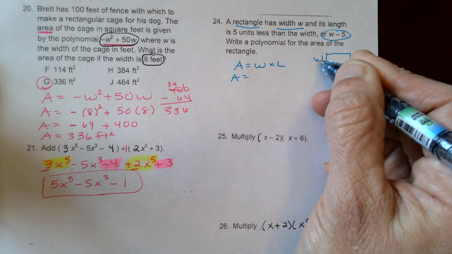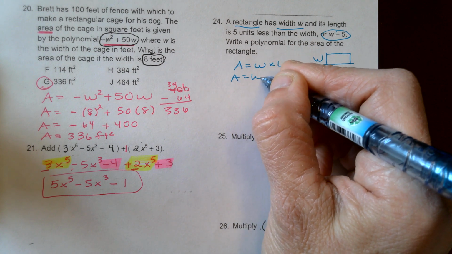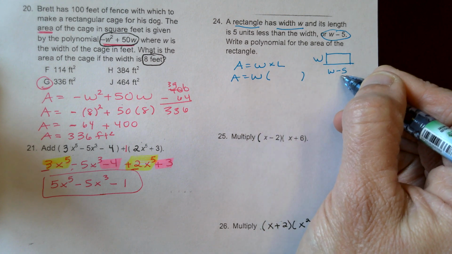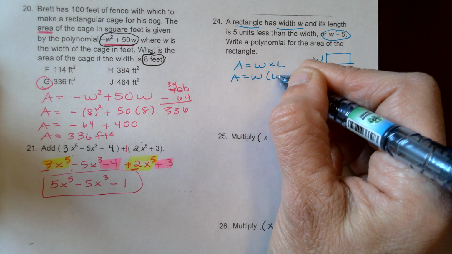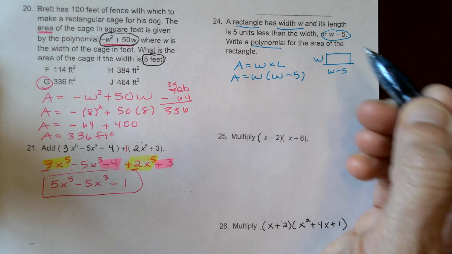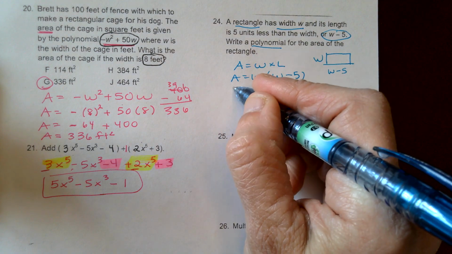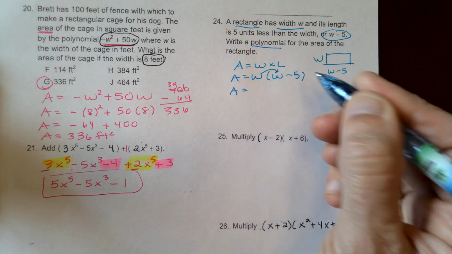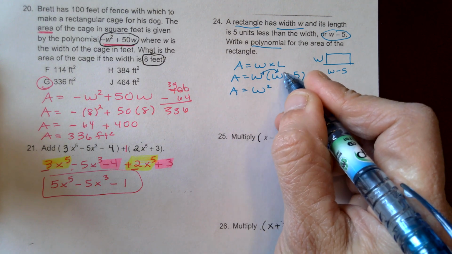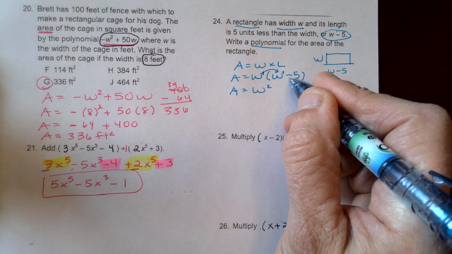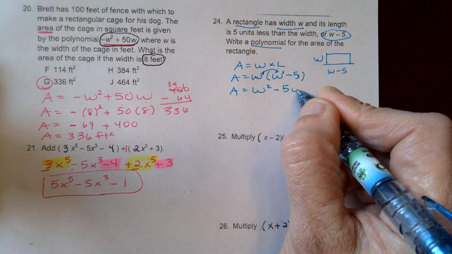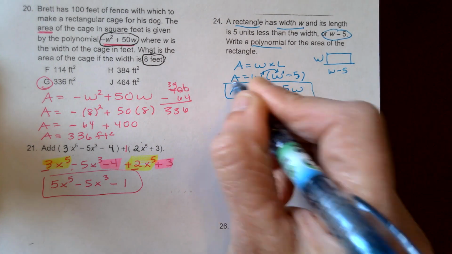So what is the width? The width is just the letter W. So I'm going to put W back in. But the length, put it in parentheses, because of the subtraction, is W minus 5. So when they say write a polynomial, they want you to multiply this out and use your distributive property, the spider legs. W times W is W squared, because you're adding the exponents, minus W times 5. And instead of writing W5, we always put the number first usually. So we put 5W.